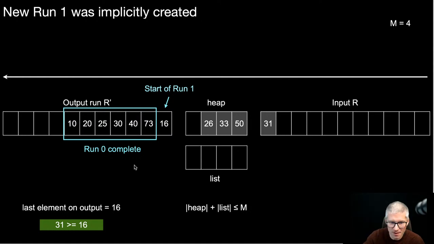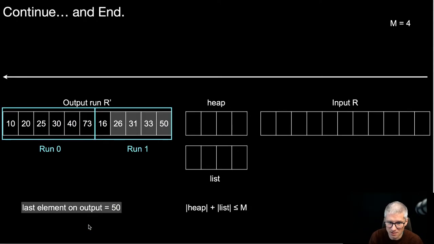And then I run the algorithm over and over again. Here I'm about to draw 31, make a comparison, greater or equal 16, insert it into the heap, and pop the entire heap to the output run because there's no more data here. And basically that's the end result in this example. That is replacement selection. Isn't that a beautiful algorithm? I really love that algorithm, it's fantastic.